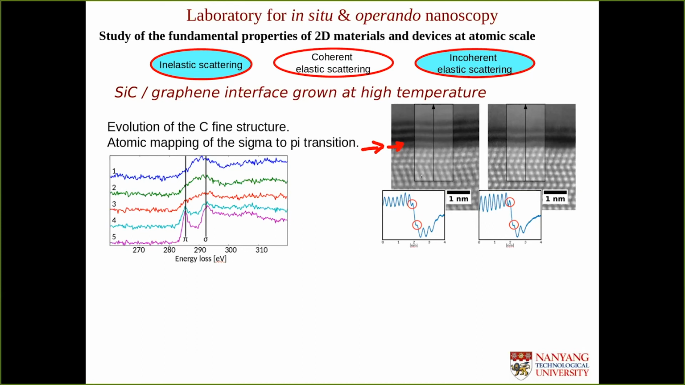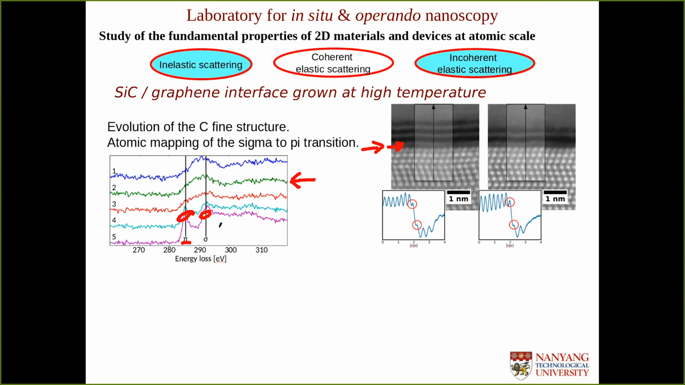But what we can do in TEM is make cross-sections and record a variety of signals. One of them is electron energy loss spectra through the interface, and we can see that we start from silicon carbide, where we have a contribution of the pi and sigma orbitals, and when we go deeper into the graphene, the pi orbital contribution decreases, and we mainly have a sigma orbital contribution.